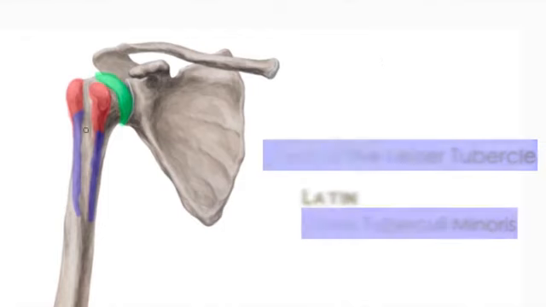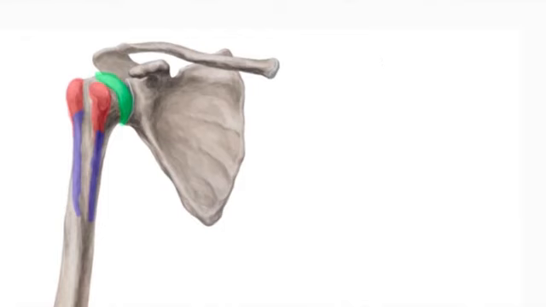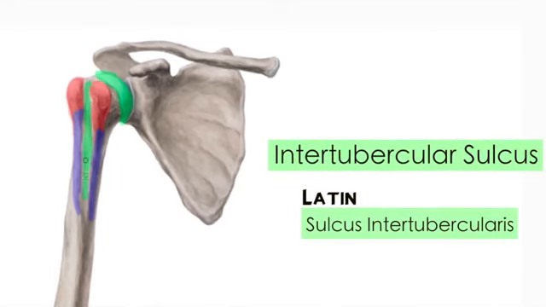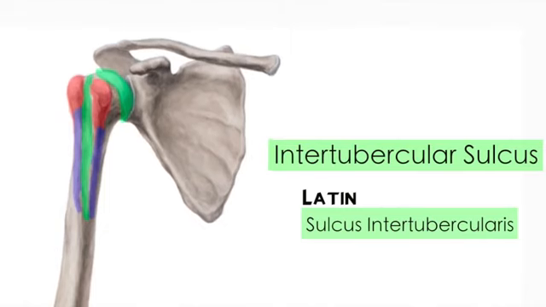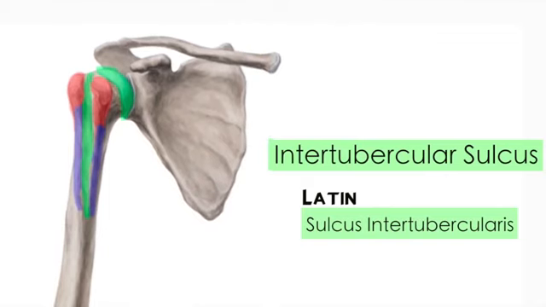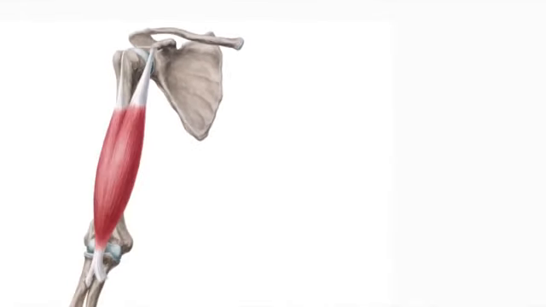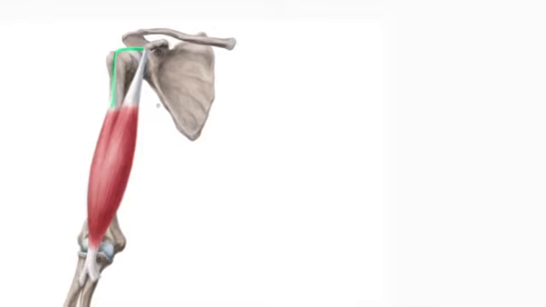Now, between these two crests formed by these two tubercles, you will find a sulcus known as the intertubercular sulcus, and it's also known as the bicipital groove. It's known as the bicipital groove because this is where the long head of the biceps brachii muscle will go through. I want to show you: this is the muscle, and the long head is going through this intertubercular groove or sulcus.